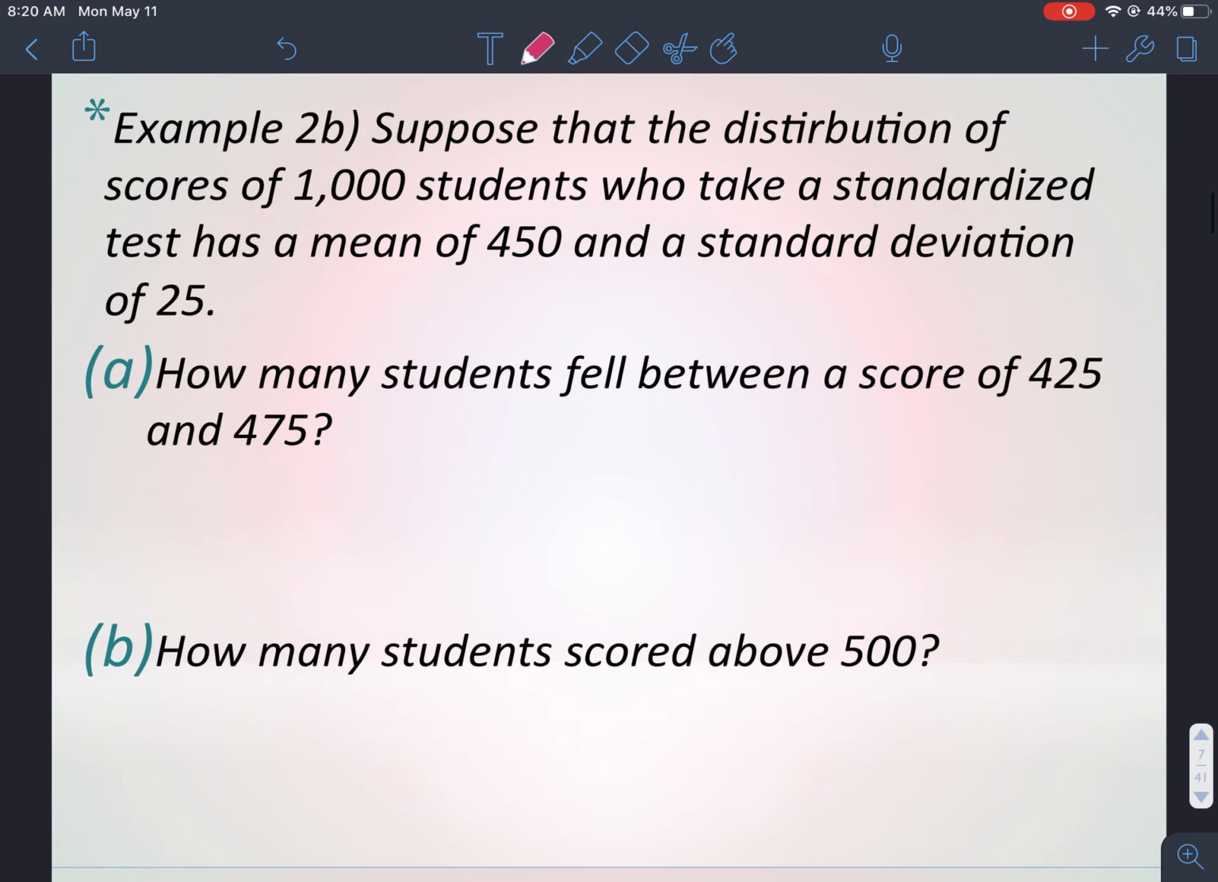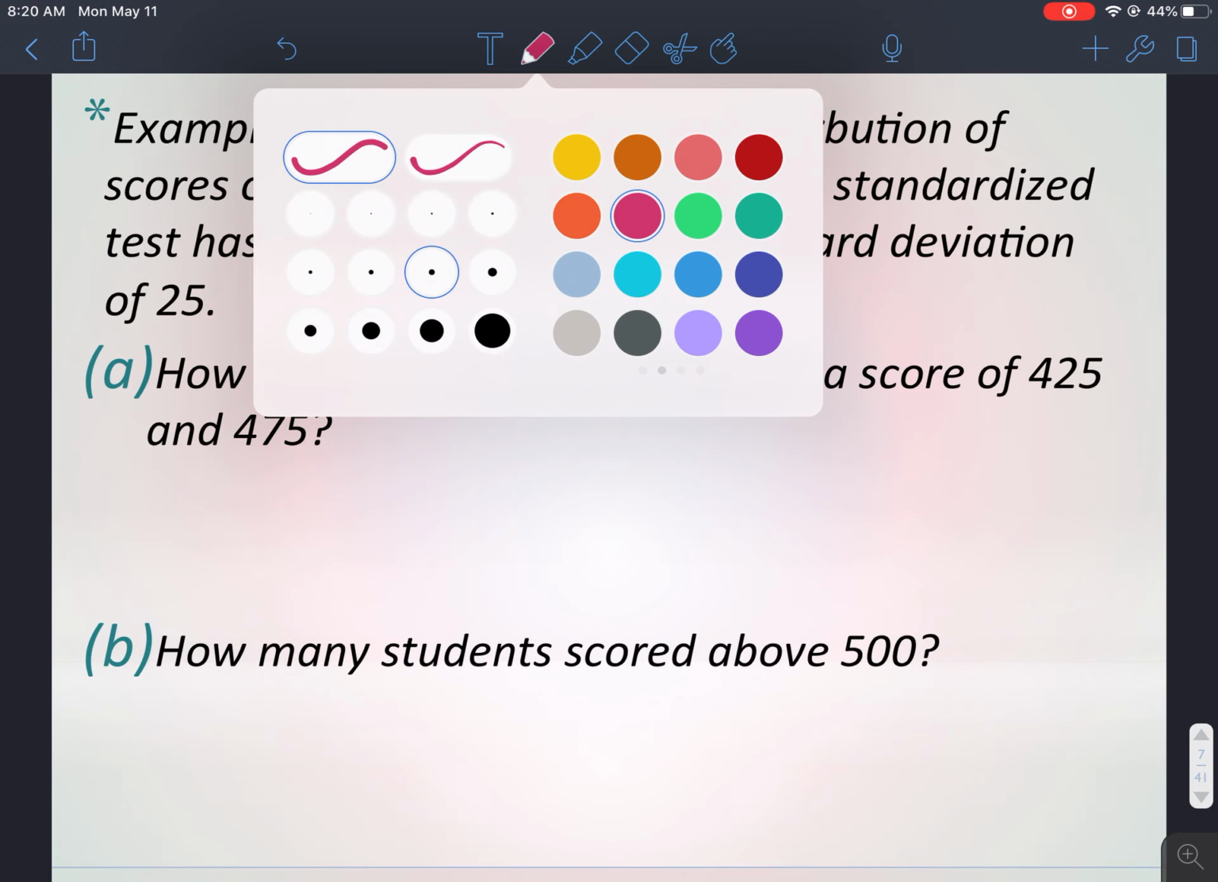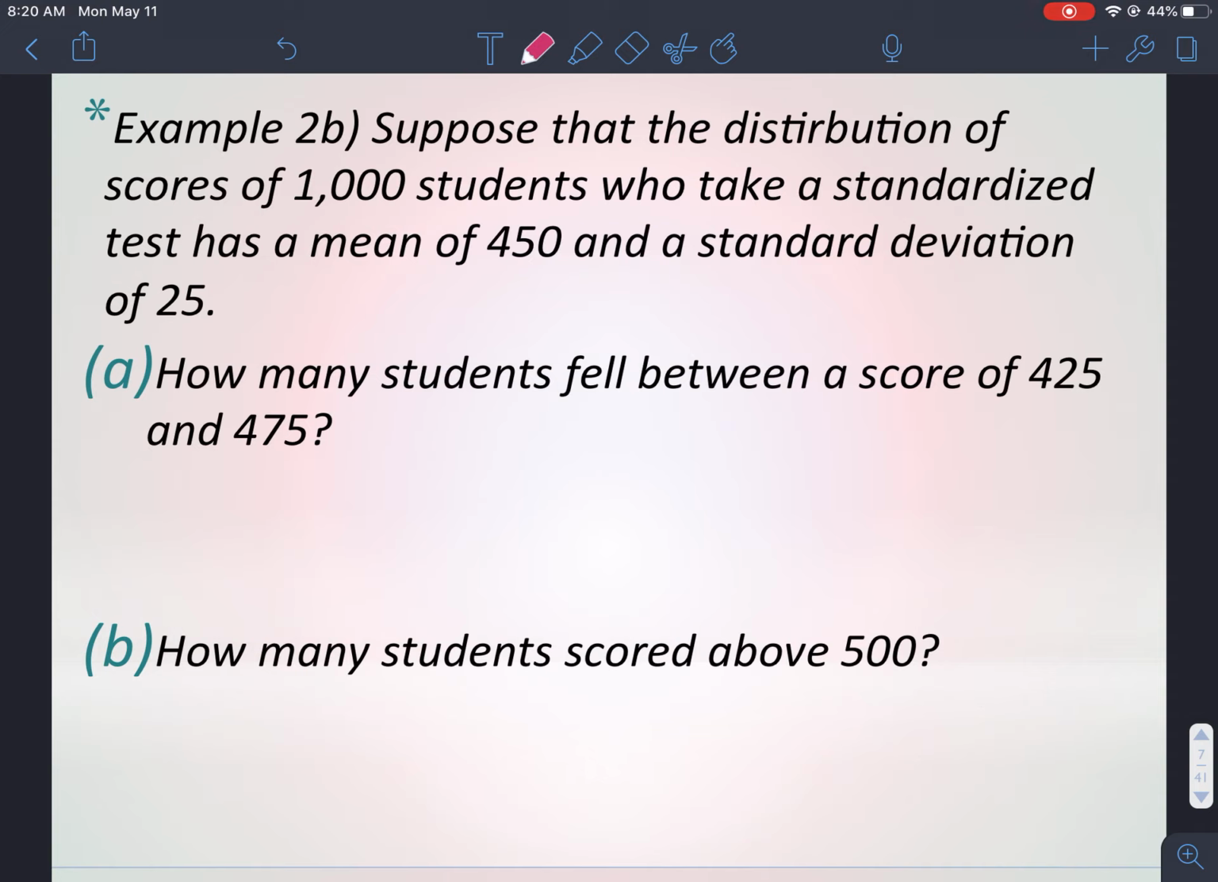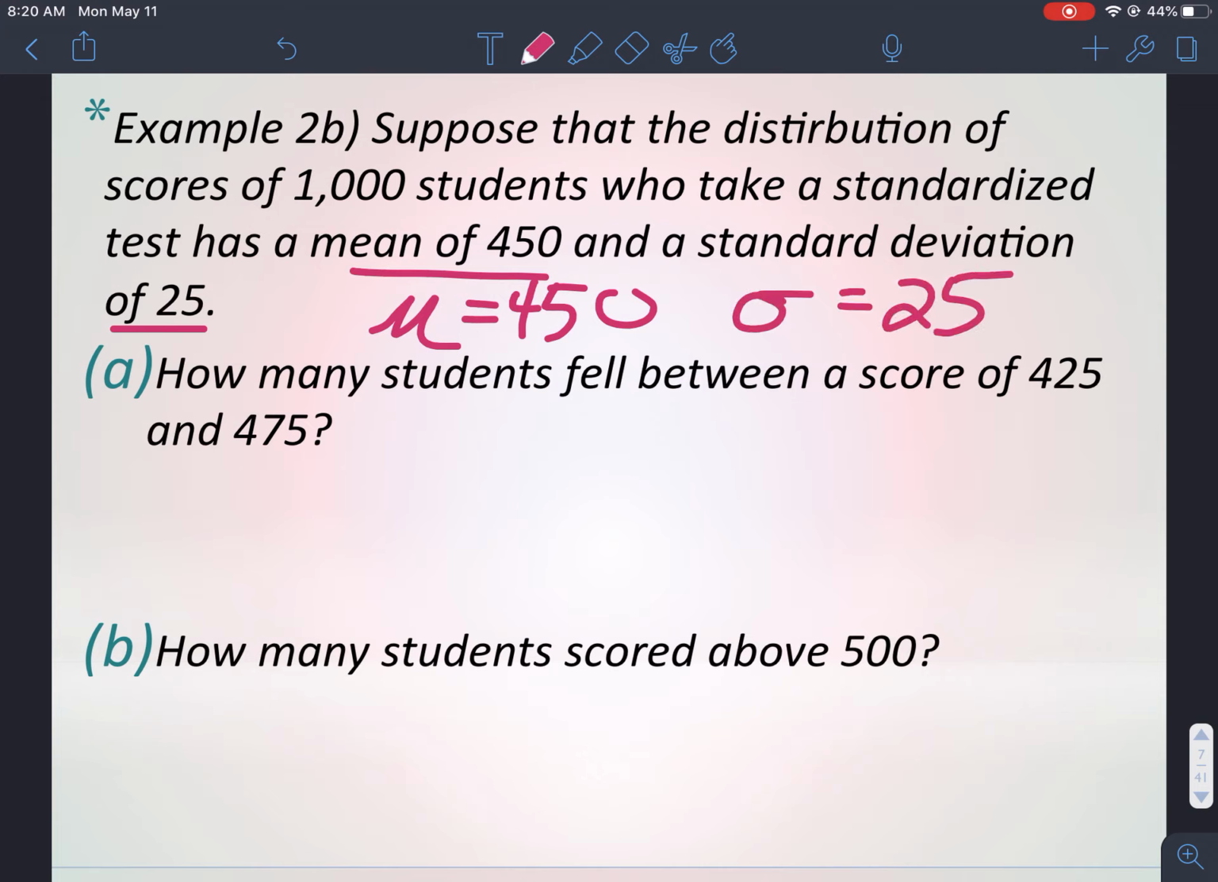So here's another example. We're going to flip the question around. Suppose that the distribution of scores of 1,000 students for the SAT has a mean of 450 and a standard deviation of 25. We're going to assume that the shape of this distribution is a bell curve, so it's normal. Okay? Now, how many students fell between a score of 425 and 475?